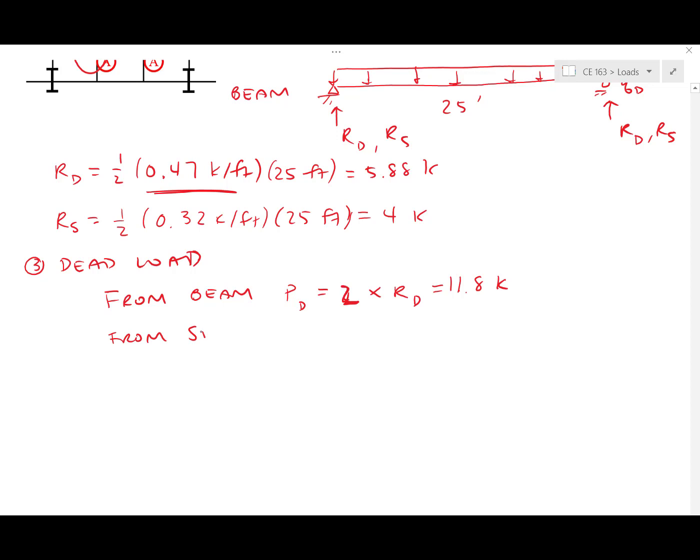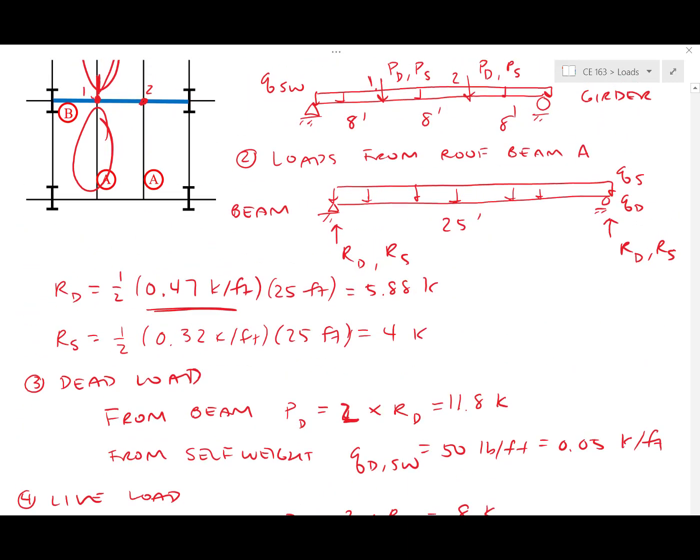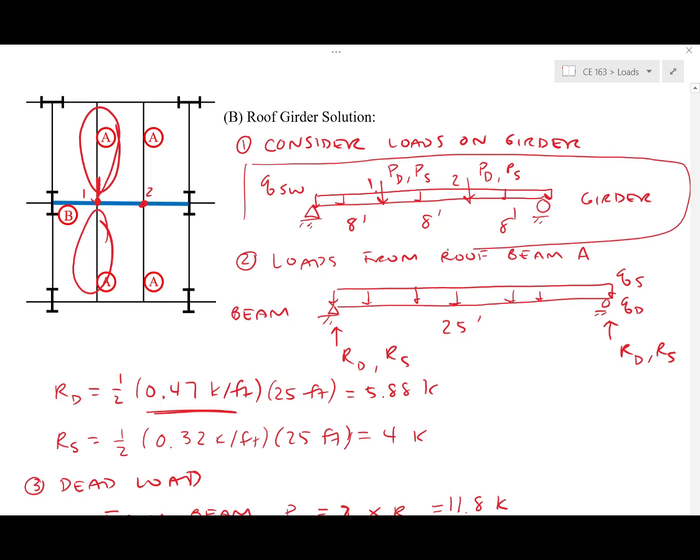From the self-weight, I have Q sub D self-weight is equal to 50 pounds per foot, or 0.05 kips per foot. I've got my dead load. I need my live load. This is coming purely from the beam. It's those concentrated loads. Again, this is P sub S for snow. And we have 2 times R sub S, which is 2 times 4 is 8 kips. Alright, so I have P sub S, P sub D, Q sub D self-weight. Alright, that's exactly the loading I have on the drawing for my girder.